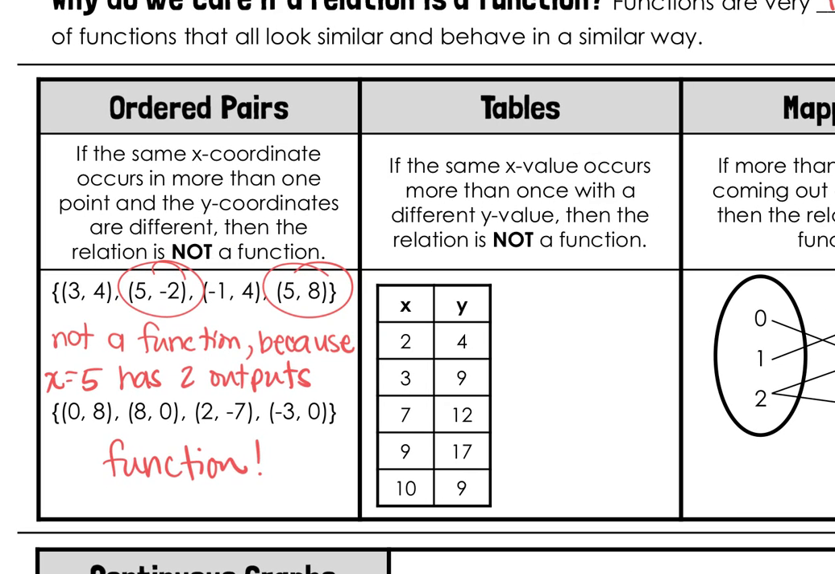The next representation I've given you an example of is a table. You're looking at the same exact thing. A table is just a set of ordered pairs. So you are looking at these x values, and if you see one more than once, it would mean that that x has 2 different y's. But in this case, none of these x values repeat. Therefore, this table is also a function.